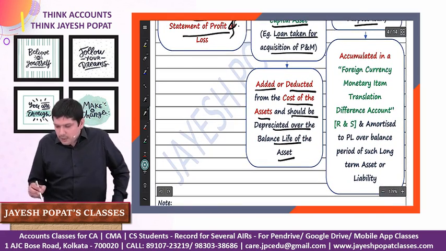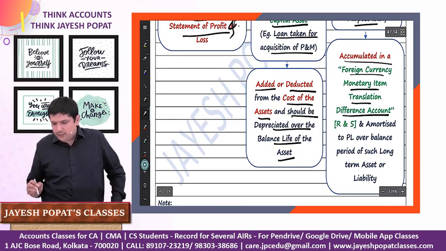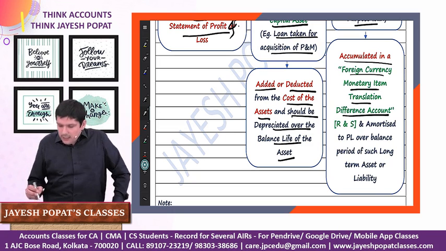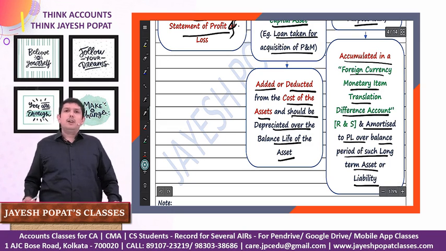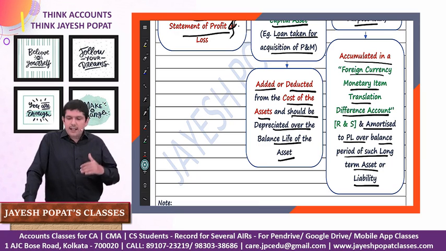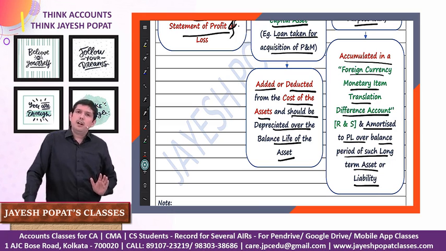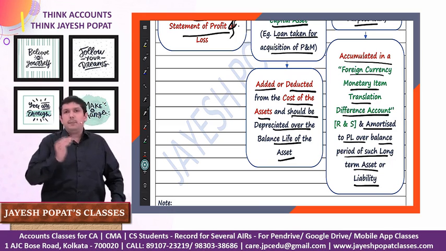Then in that case, you need to accumulate in a foreign currency monetary item translation difference account, which we normally call the FCMITDA account, and amortize it to PL over the balance life of such asset or liability, right? So maybe you have taken a loan for 5 years, and if that loan is a general purpose loan, any exchange difference on that loan will be accumulated in the FCMITDA account, and it will be charged off to PL over the period of the loan. So basically this option is to defer the PL charge or the PL credit.